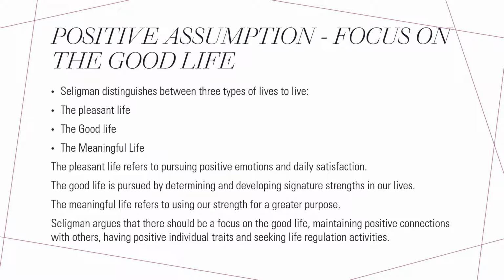So the next assumption for the positive approach is focus on the good life. So Seligman distinguishes between 3 types of lives to live: the pleasant life, the good life, the meaningful life. The pleasant life refers to pursuing positive emotions and daily satisfaction. The good life is pursued by determining and developing signature strengths in our lives. The meaningful life refers to using our strength for a greater purpose. Seligman argues that there should be a focus on the good life, maintaining positive connections with others, having positive individual traits, and seeking life regulation activities.